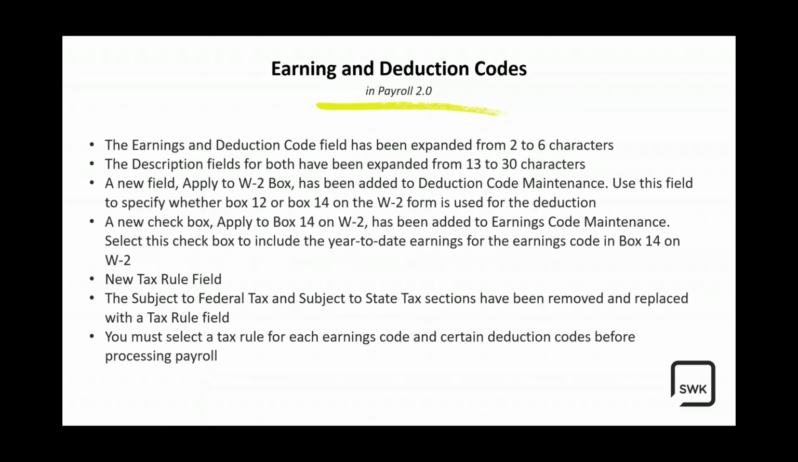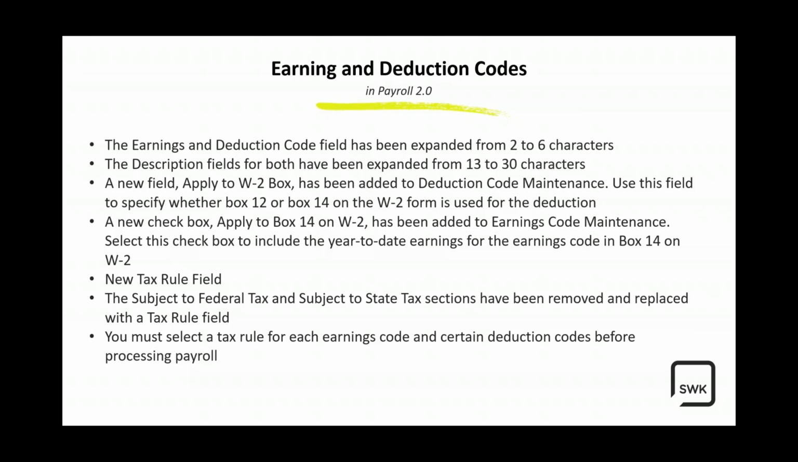Earnings and deduction codes. This was a big change that happened in the system. They are now 6 characters long. We used to be stuck with 00, 01, 02, all the way up to 99. Well, now they can be 6 characters long, and it can mean something to you in the system. Also, the description fields have been moved from 13 characters to 30 characters.